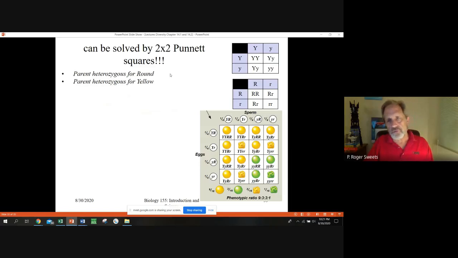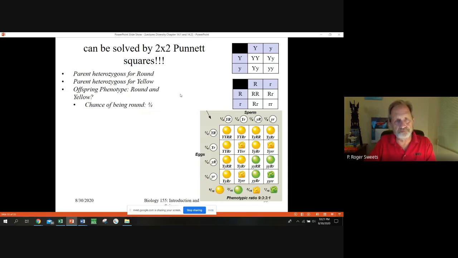Okay, so if you see right here, we have a parent heterozygous for round and a parent heterozygous for yellow. Like we talked about, we crossed our F1 generation, right? Offspring phenotype, round and yellow. This is the question we're asking ourselves. How would that come about?